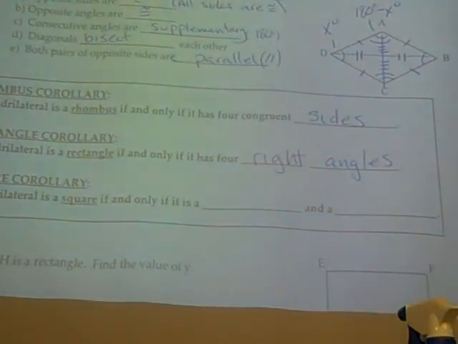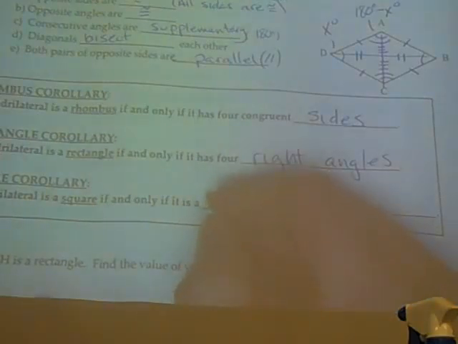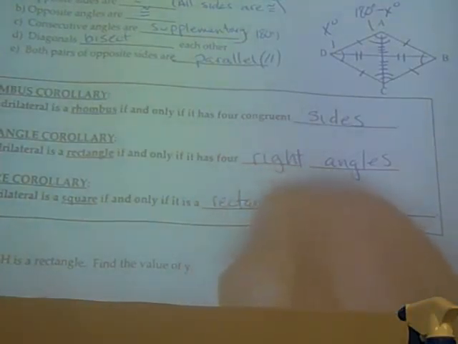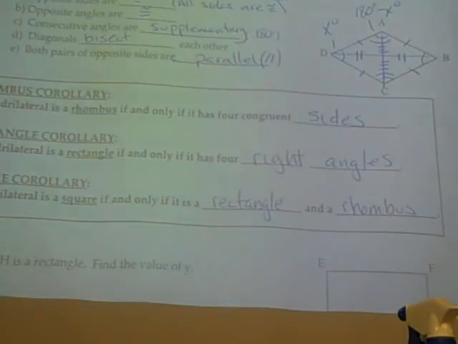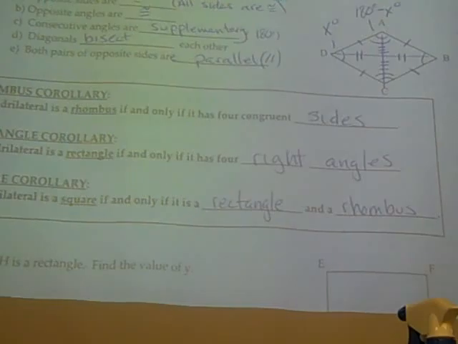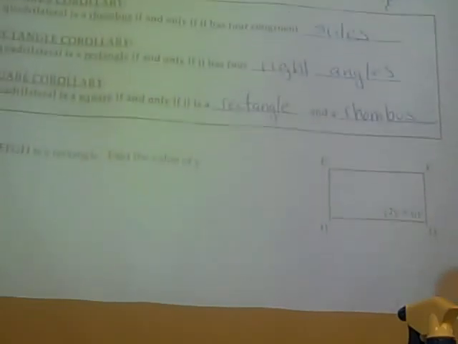And next we have the square. For a quadrilateral to be a square, if and only if it is a rectangle and a rhombus. So those are basically the notes that we have for today. We're going to go ahead and utilize some of this information to answer a couple questions.